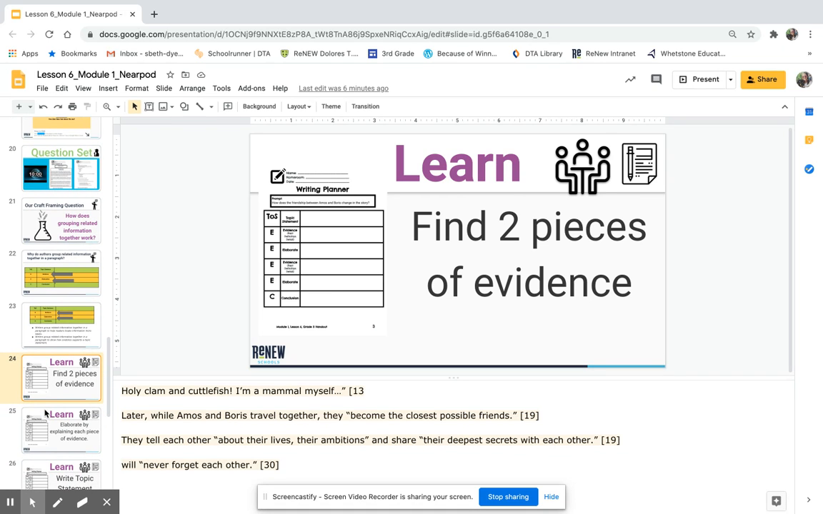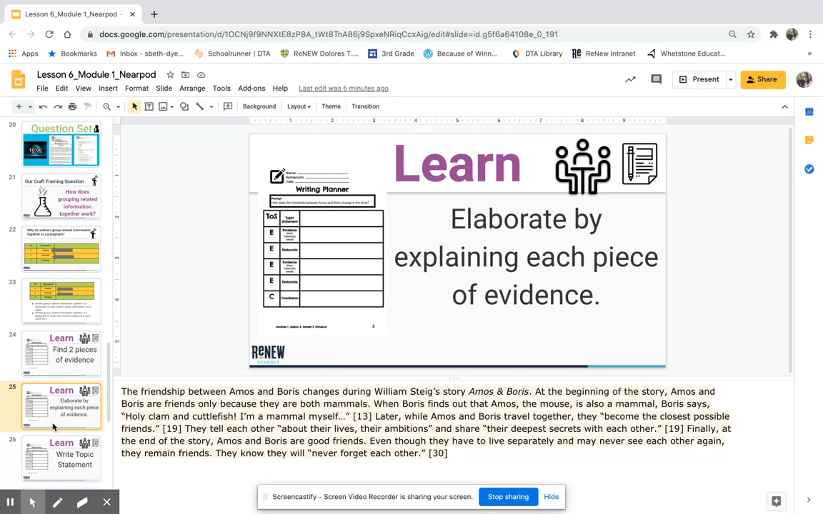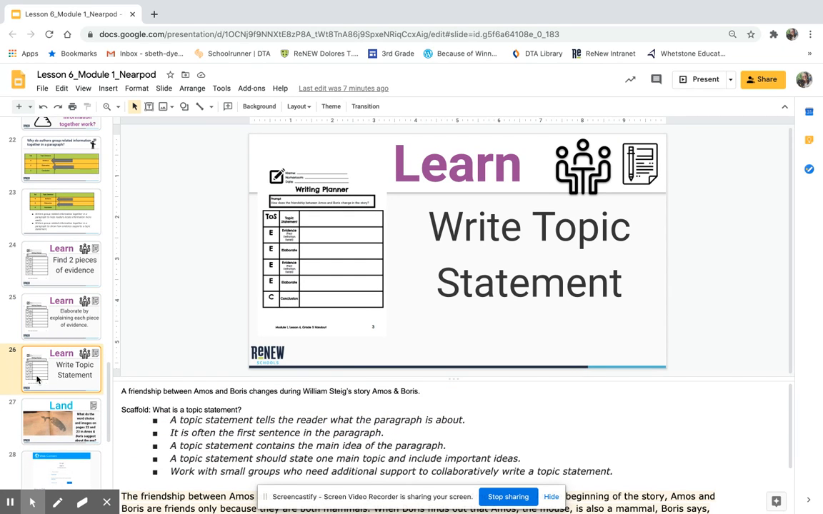Once you write your two pieces of evidence on your writing planner, then you're going to elaborate by explaining each piece of evidence. So if you said, "Holy clam and cuttlefish, I'm a mammal myself," how does that prove they are friends? How does that sentence show they're friends? If you took out the sentence that they'll never forget each other, explain how that lets you know that their friendship is changing and how they're friends.